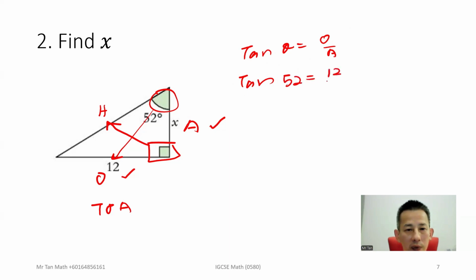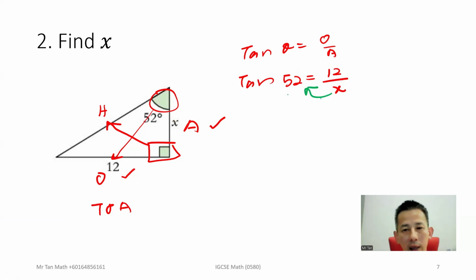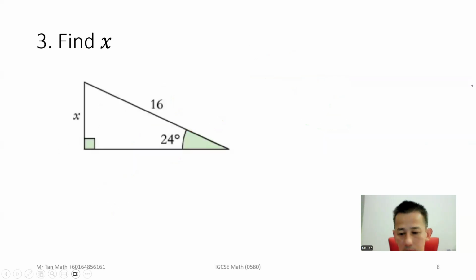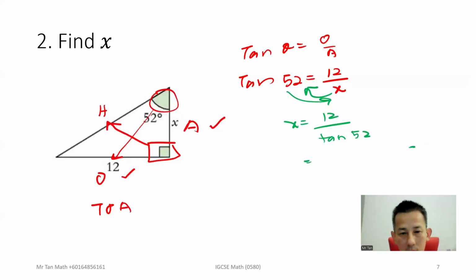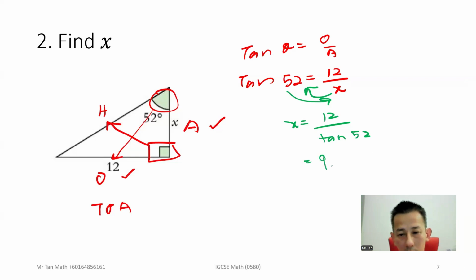O is 12, A is x. Okay, so to solve this, just swap x and the tangent. Therefore, your x is equal to 12 over tangent 52. You should get 9.38.